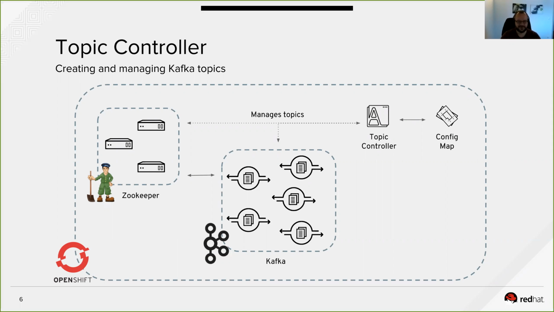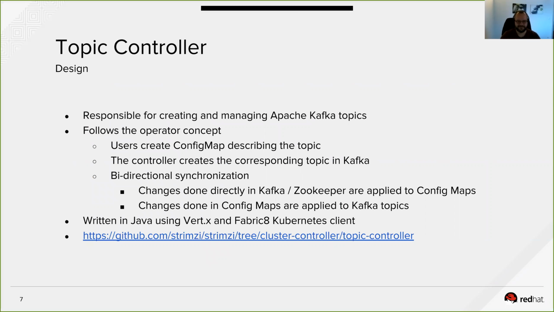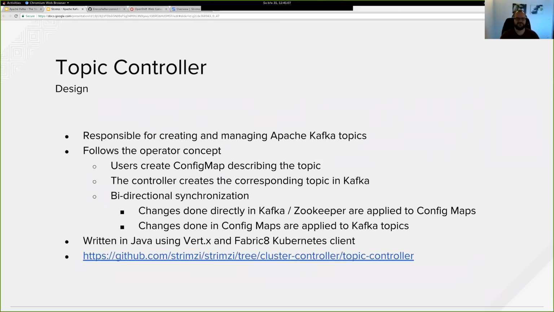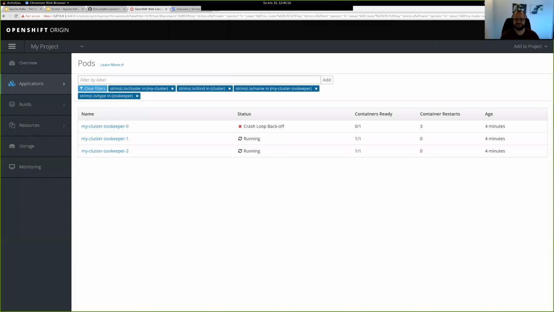It works also the other way. If you create the topic inside the Kafka cluster, the topic controller can make sure that it's represented as a config map within your Kubernetes and OpenShift cluster. And there's a special algorithm which does the bidirectional synchronization and the diffing if some changes are done on both sides, in the config map as well as in Kafka and so on. Let's see how the deployment is looking now. So we have some things running.